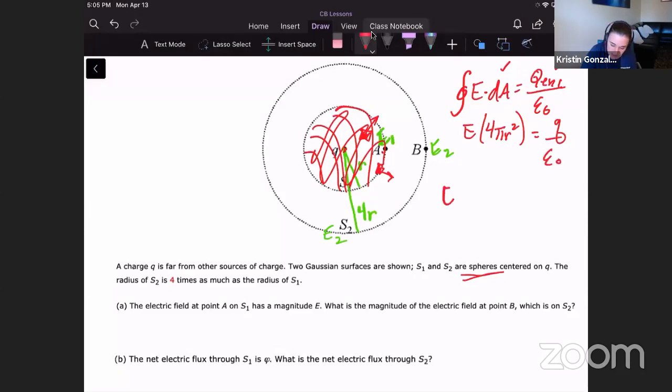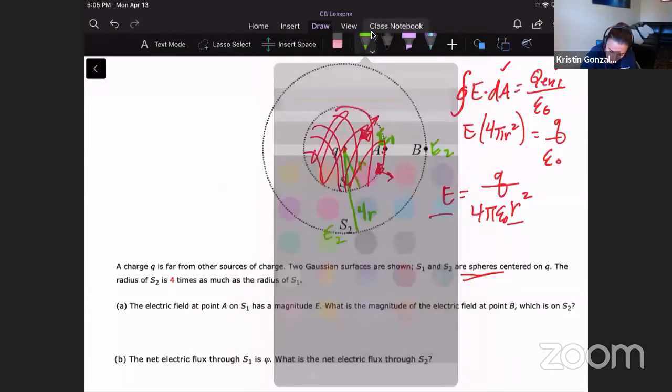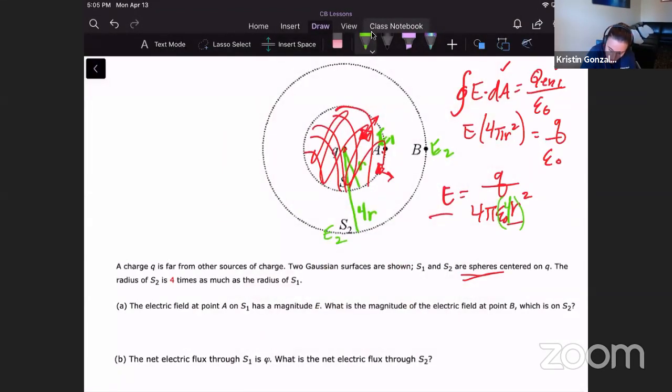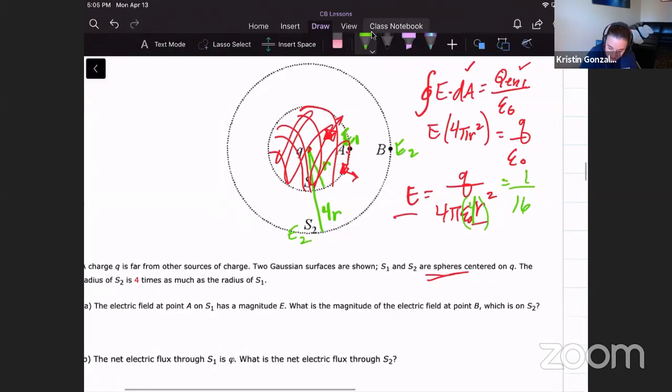So that becomes E is equal to Q over 4 pi epsilon naught r squared. If we look at the relationship, what kind of relationship do the electric field and the radius have? Well, it's an inverse square relationship. So if the electric field is E at point A, and this radius is 4 times as great, and I put in a 4 over here, and that radius is squared, then the charge isn't changing, so that stays as a 1. 4 pi epsilon naught is all constant. So really I'm looking at 4 squared, which is 16. So the electric field at position 2 should be 1/16 the electric field on that first surface.